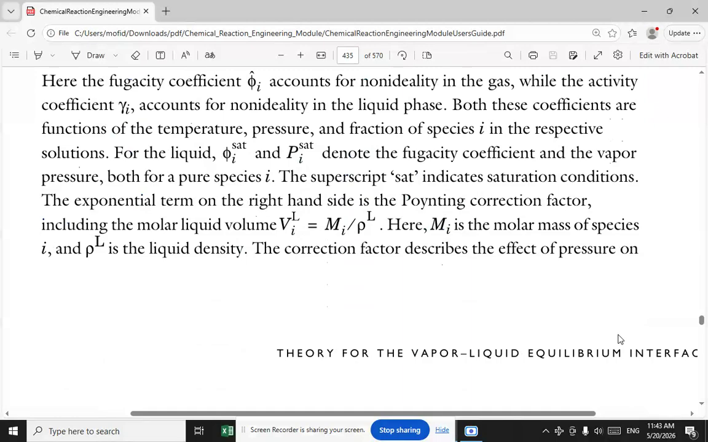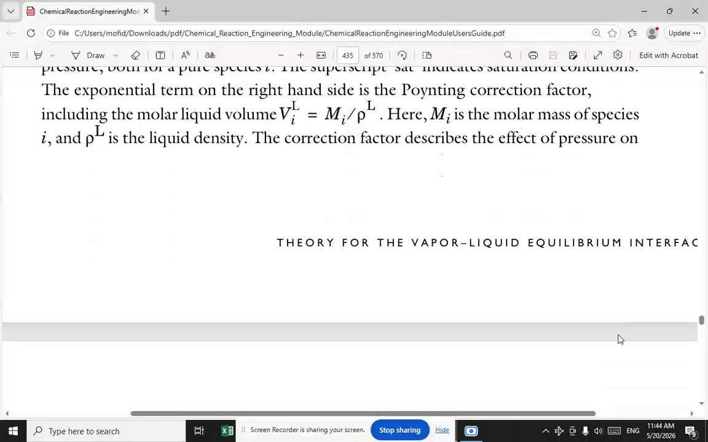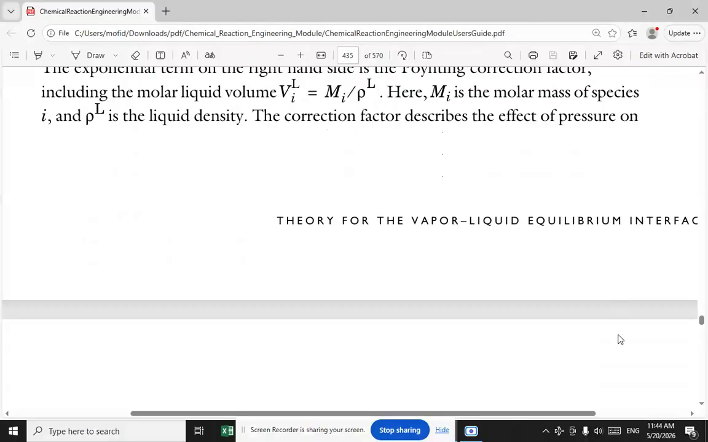Both these coefficients are functions of temperature, pressure, and fraction of species i in the respective solutions. For the liquid, phi_i^sat and p_i^sat denote the fugacity coefficient and the vapor pressure, both for a pure species. The subscript sat, or saturation, indicates saturation conditions. The exponential term on the right hand side is the Poynting correction factor, including the molar liquid volume V_i^L, which is equal to M_i divided by rho^L. Here M_i is the molar mass of species i and rho^L is the liquid density.